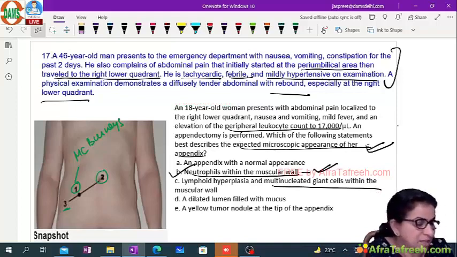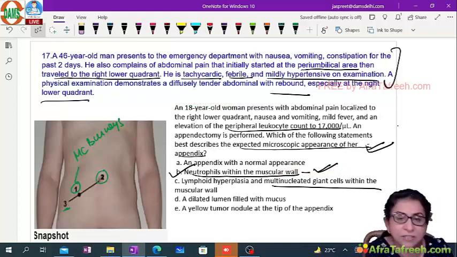So in the next class, I'll finish GIT and start with liver.